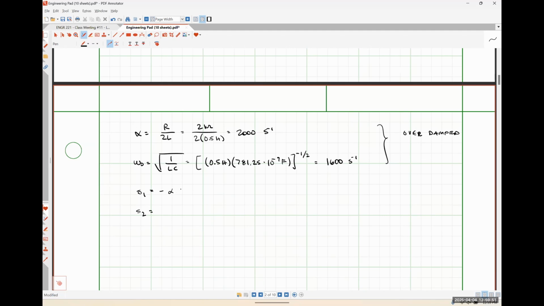So S1 is always negative alpha plus the square root of alpha squared minus omega naught squared. So that would be negative 2000 plus the square root of 2000 squared minus 1600 squared. And I got that to be negative 800 per second. I'm going to store that in my calculator as A. Just makes it easier when I set up my system. And then S2 is negative alpha minus the square root of alpha squared minus omega naught squared, and that comes out to be negative 3200 per second. I'm storing that in my calculator as B.